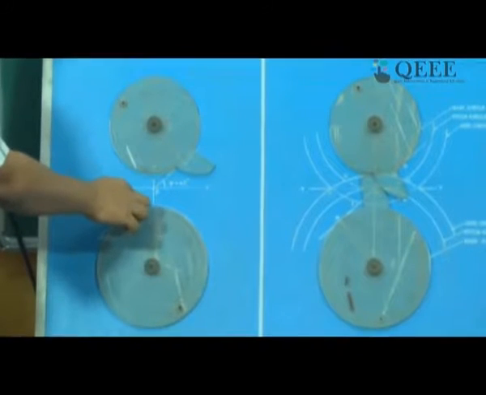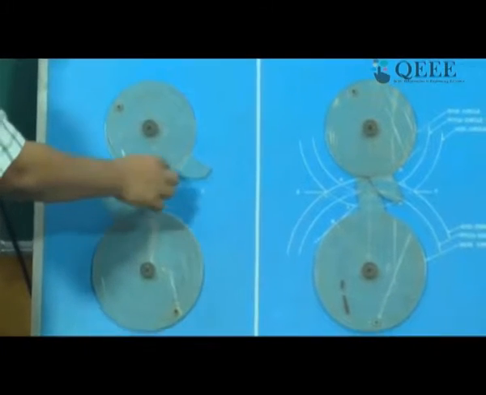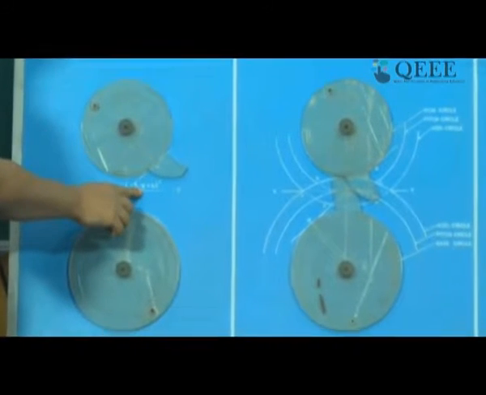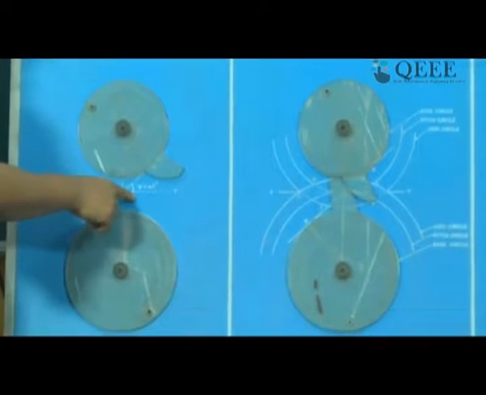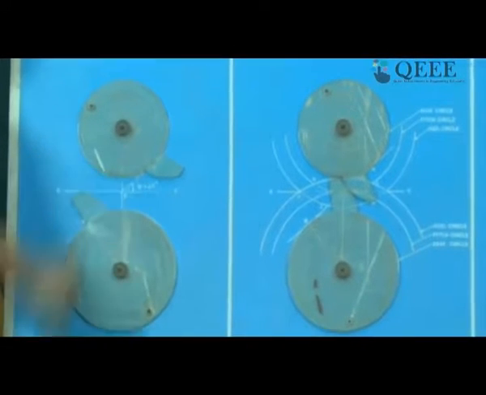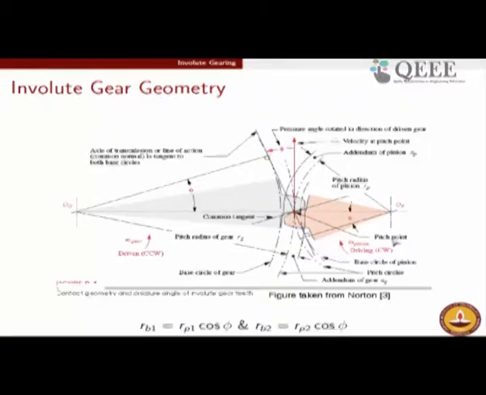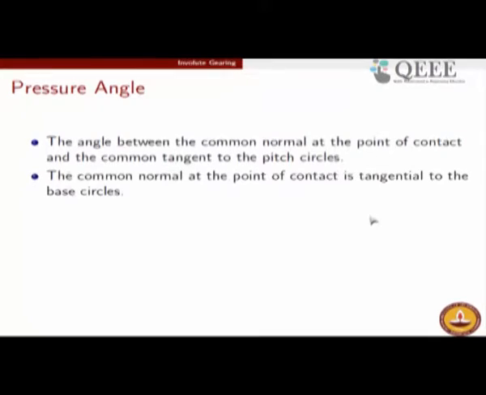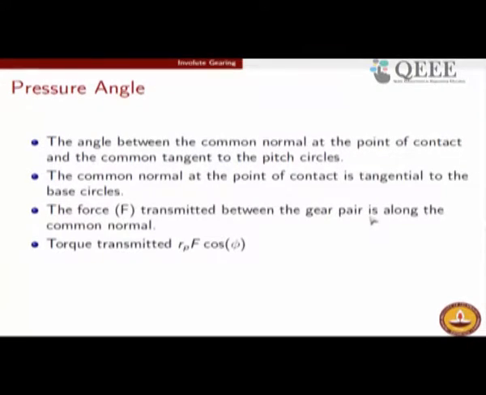So, this is the common normal, which also happens to be the tangent to the base circle, and this angle, which is actually indicated as psi in this model, but we are calling it phi, will be called the pressure angle. Okay. So, that is from the modeling perspective. Now, we will come back to the pressure angle. I think all that has been explained.